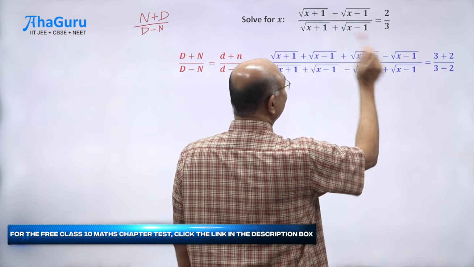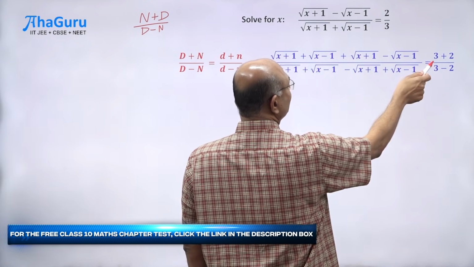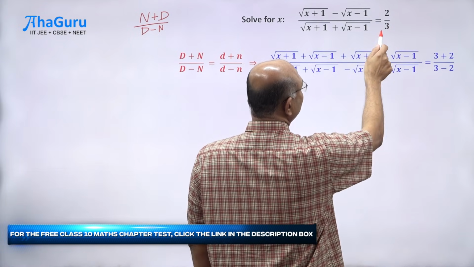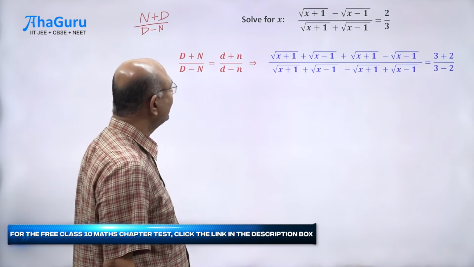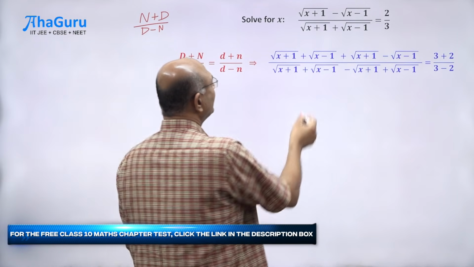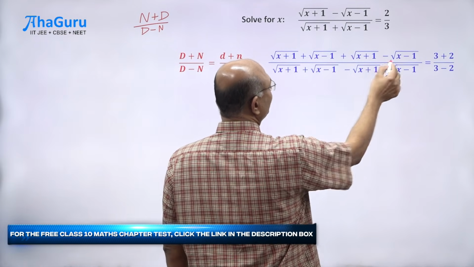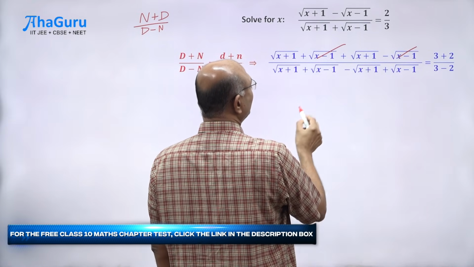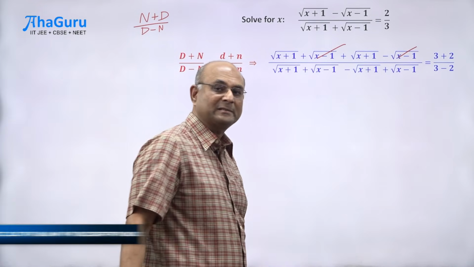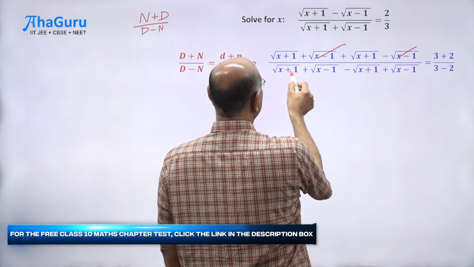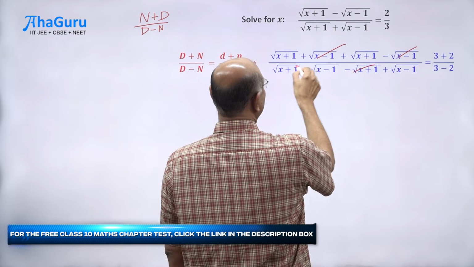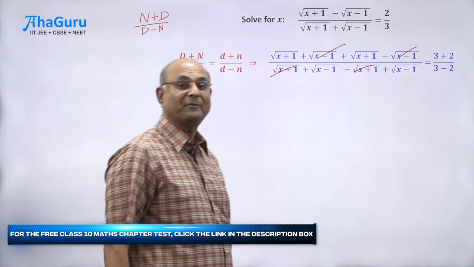And I must do the same on the right side. So d plus n, so 3 plus 2 divided by 3 minus 2. Okay, now how is this useful? Let's see. You've got plus root of x minus 1 minus root of x minus 1. That will cancel. Right, so it will become 2 times root of x plus 1. And here root of x plus 1 minus root of x plus 1 will cancel. So you will end up with 2 times root of x minus 1.